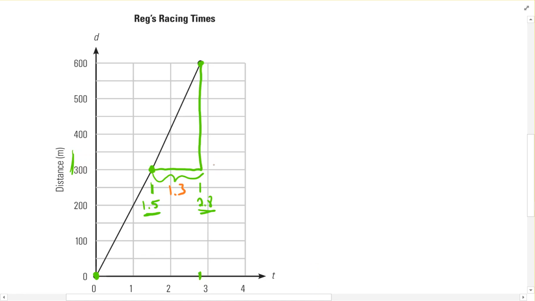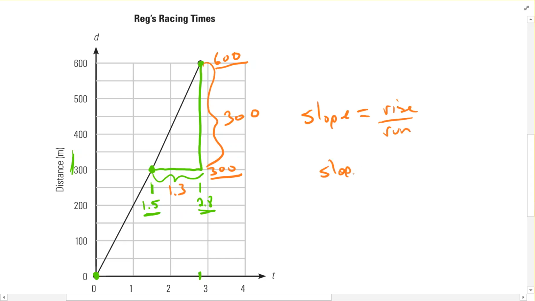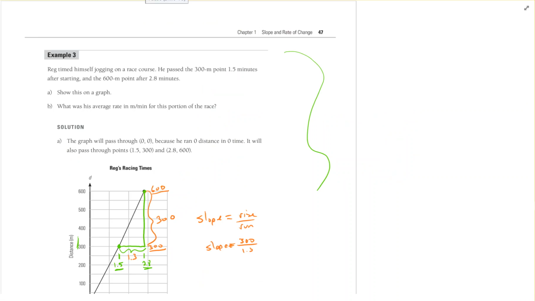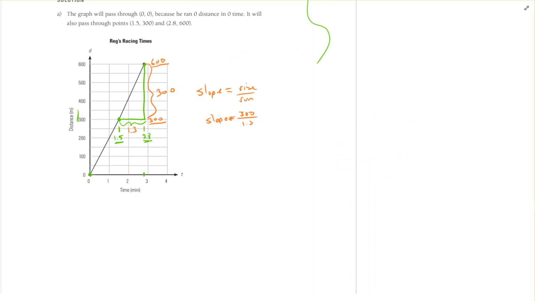Now let's figure out what my rise would be. The top here is at 600. The bottom was at 300. So 600 minus 300, my rise would be 300. So if I was going to figure out my slope, slope is equal to rise over run. So slope is equal to, my rise is 300, my run is 1.3. Then that would really just be my answer right there.